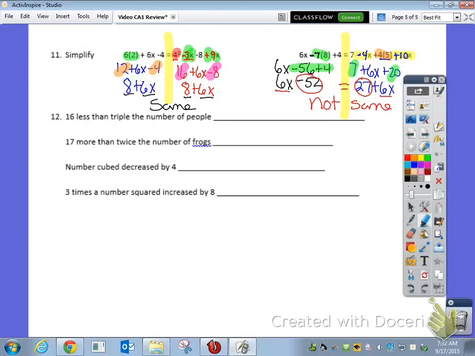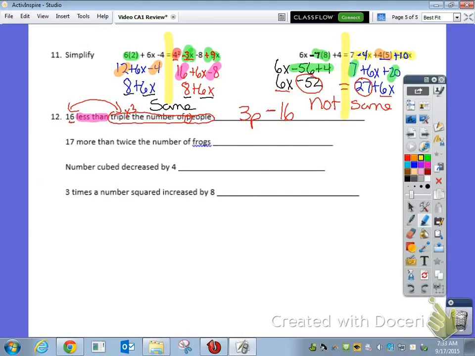Okay, the last ones, we're just going to create some algebraic expressions. So when you see the words less than, you need to make sure that you switch. And so make sure that you put minus. And so put a minus down, and then 16, instead of being in the front, it will be in the back. And it says triple the number p, that goes together. And so triple means to multiply by 3, so that would be 3p.